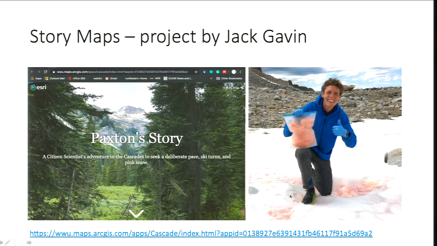And if you scroll down in the story map using the Esri tools that Jack has learned how to use in his GIS program, you can see both where the tracks of where Paxton went skiing, what he was thinking about, all of the different fun things that come along with telling the stories of an adventure, in addition to the fact that he actually just collected a sample.